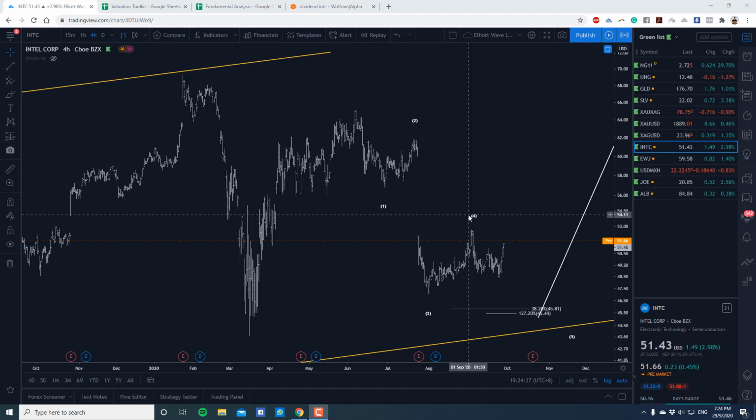Intel Corporation, ticker symbol INTC. Intel Corporation shouldn't be foreign to many of you, I would suppose, right? You would probably hear about it when you buy a laptop, you use a computer. You probably come across this company.